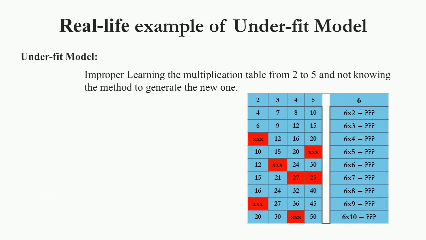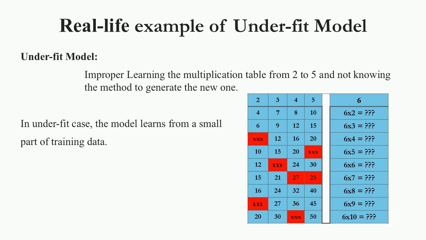Now, consider the case of an underfit model. Here the model is trained with missing data information, as well as without learning the table generation method, just like before. Missing data information is marked in red color.